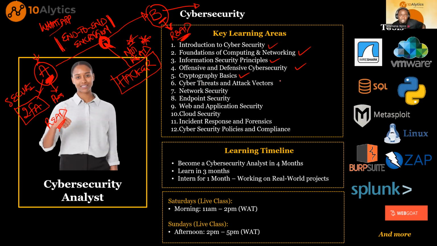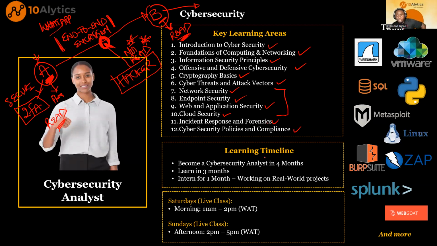So you'll also get to work with cyber threats and attack vectors, network security, endpoint security, web and application security, cloud security. So you see, these four parts are what every organization comprises of. You have the network security, the endpoint security, web and application security, and the cloud security. So for organizations that are migrating to the cloud, you would be able to build security measures across their platforms going into the cloud. You also get to work with incident response and forensics, cybersecurity policies, and compliance. These are things that you get to work with.